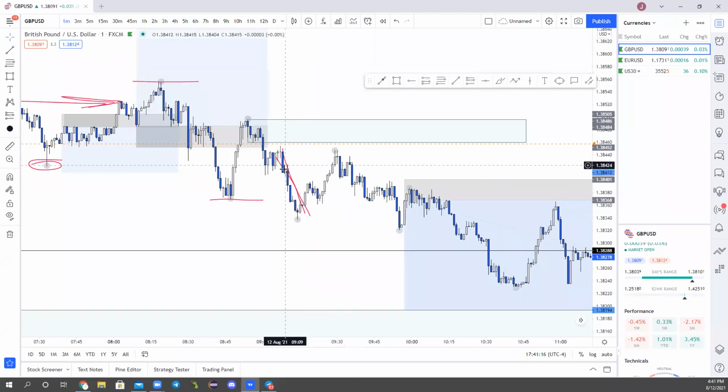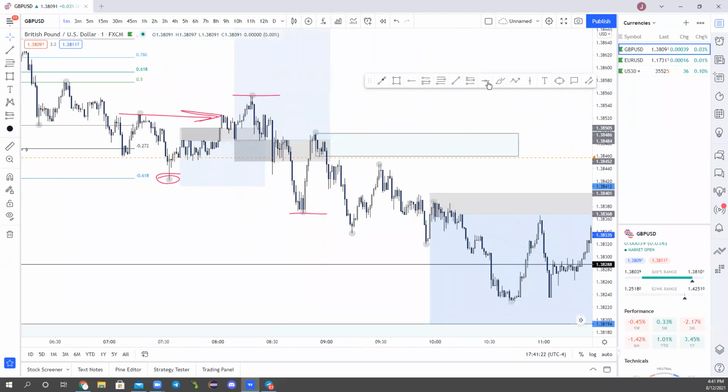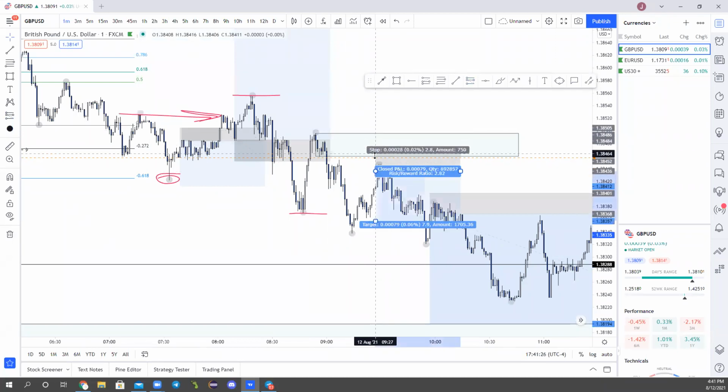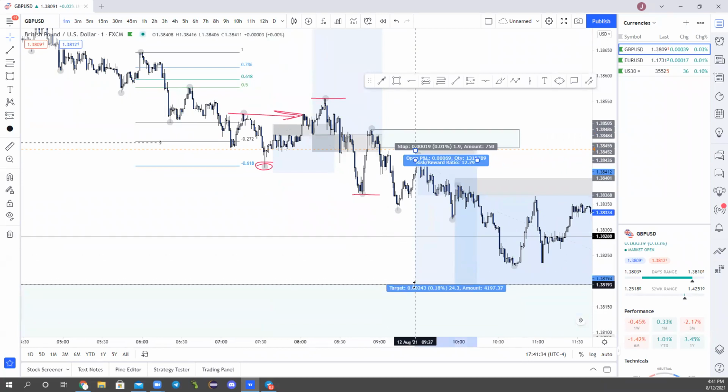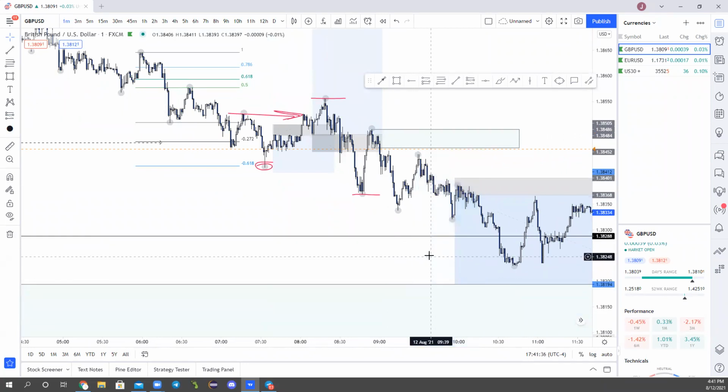And if you wanted to take an absurd trade off of this, you could have put your stop right here, entry here, stop above this wick, and you could have taken it to this low, or you could have taken it all the way down to the higher time frame POI, which would have been a really good RR, a 1 to 12, almost 1 to 13.